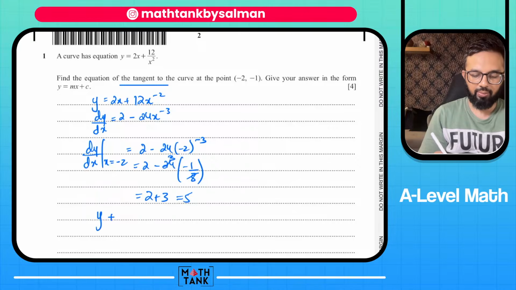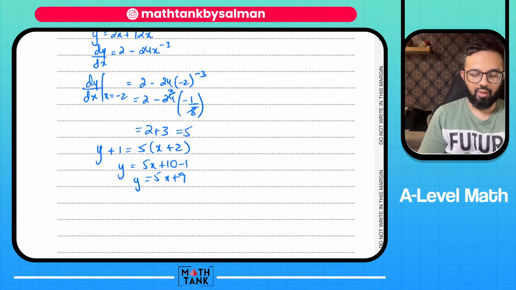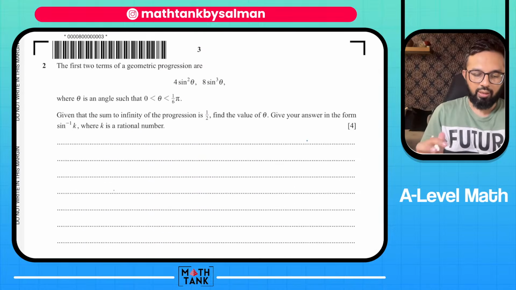y minus y1 equals m times x minus x1. So y equals 5x plus 10 minus 1, 5x plus 9. Okay, that was the first question.